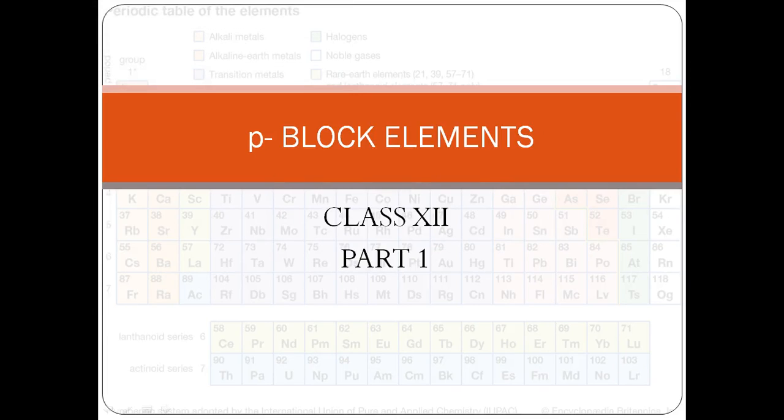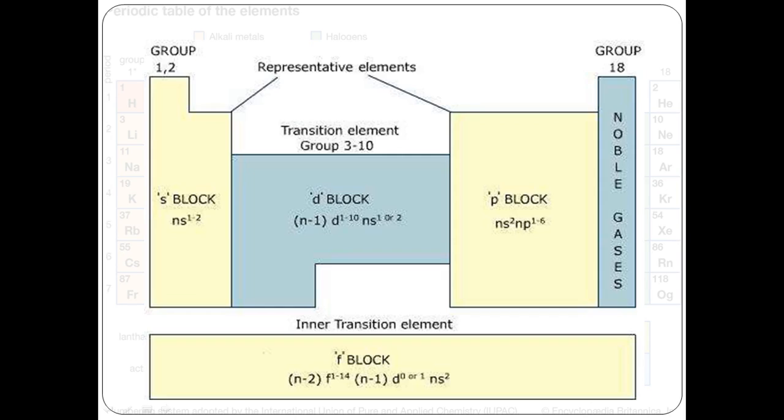Let us start with the next chapter of chemistry, that is p block elements. Here you can see the layout of the periodic table. On the left side we have s block elements. On the right side we have p block elements.